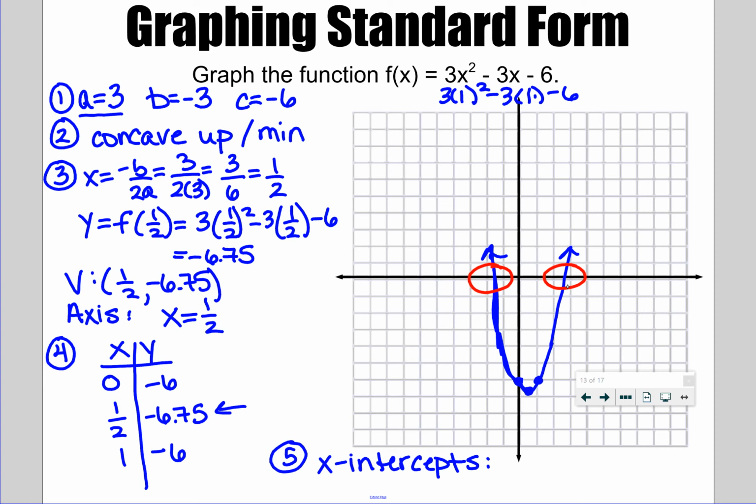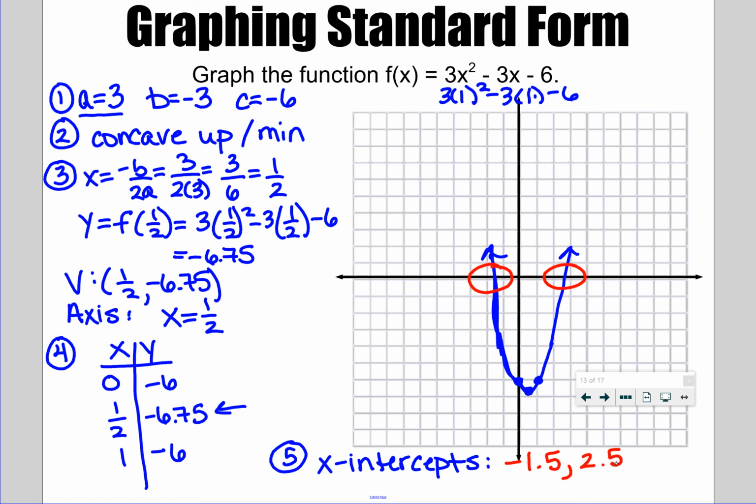So I would say that the first x-intercept is somewhere between -2 and -1, so I'm maybe going to say -1.5. And the other one is somewhere between 2 and 3, so I'm going to say maybe about 2.5. Again, those are not exact. That's just an approximation off of this graph. You can always calculate these using your calculator.